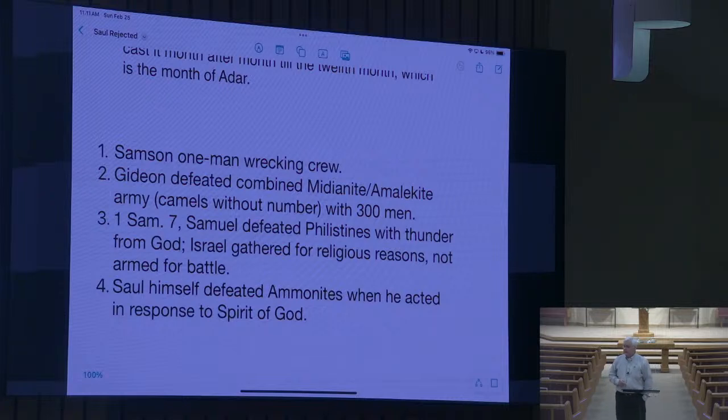In 1 Samuel chapter 7 that I mentioned earlier this morning, the Israelites assembled not for war, but to renew their covenant. And the Philistines chose that moment to attack. They were going to attack an outnumbered and unprepared Israel. But God caused the thunder, sent the Philistines into a panic, and unprepared Israel achieved a great victory. That's what led to setting up the Ebenezer, the stone of remembrance. And then Saul himself had defeated Nahash and the Ammonites. We talked about that last week. When the Spirit of God seized him and he did what God told him to do, Saul himself achieved a great victory.